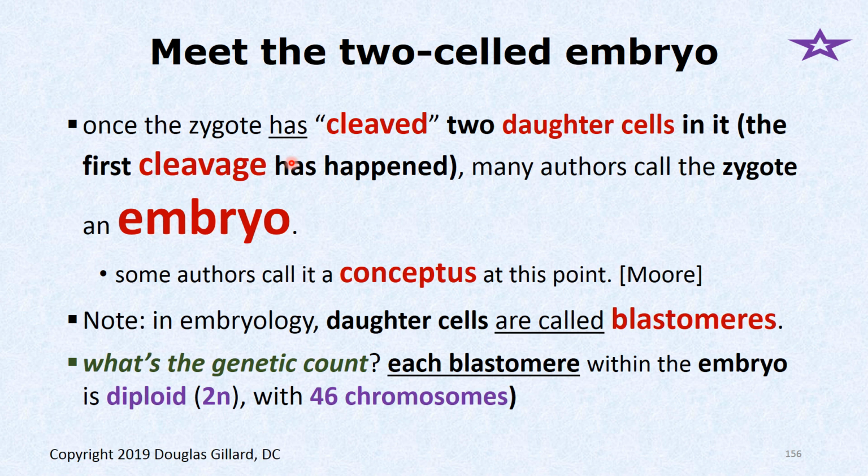You can read about that and argue about that all you want, but I don't think it makes that much difference because it happens so quickly. Anyway, now we have an embryo or a conceptus. You can still call it a zygote if you can't remember. All the way up through the embryonic period, you can call it a zygote if you want. And remember, daughter cells are called blastomeres. Each blastomere has a normal body cell count, 2n, 46 chromosomes.